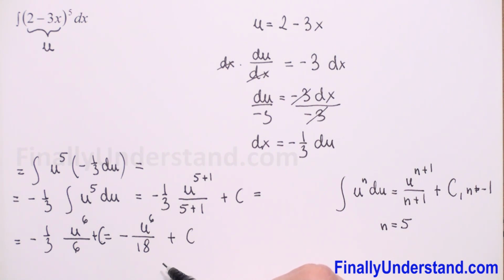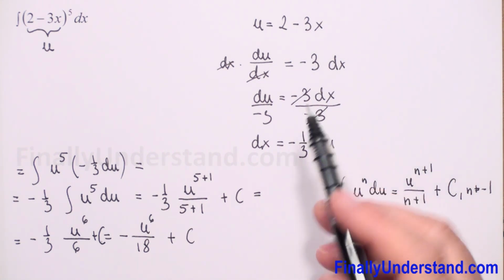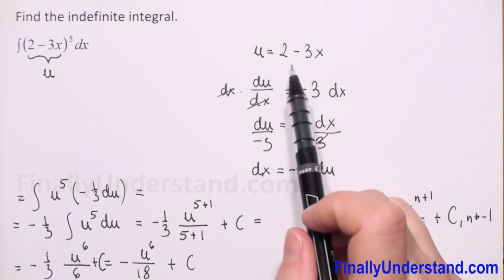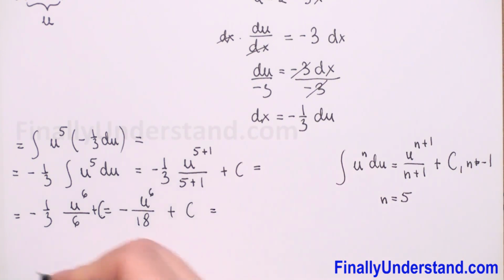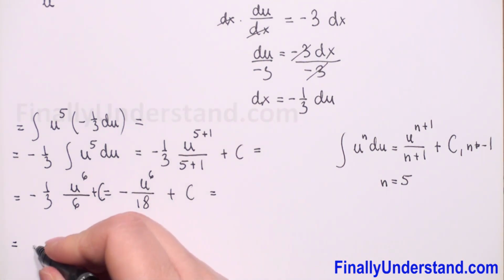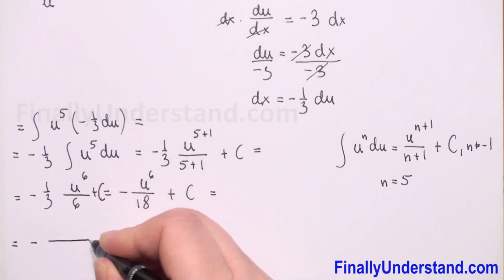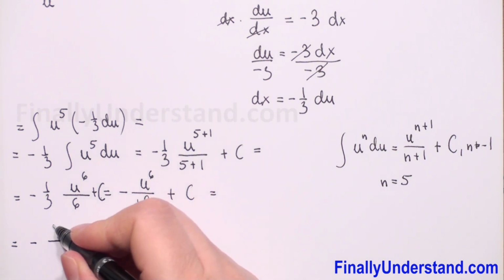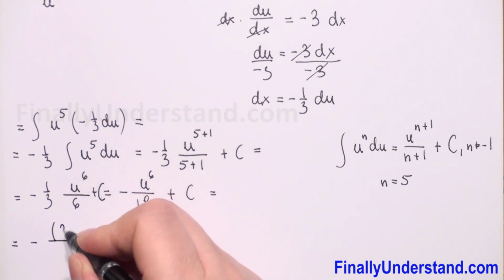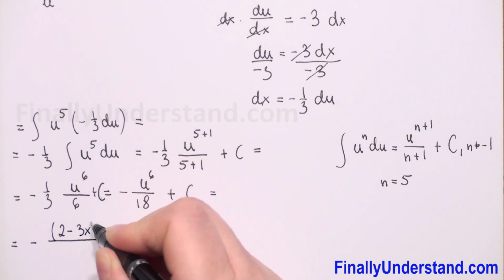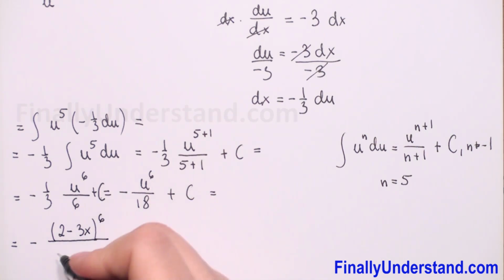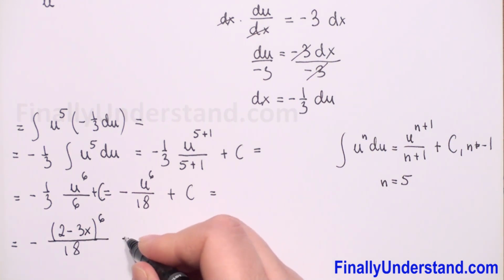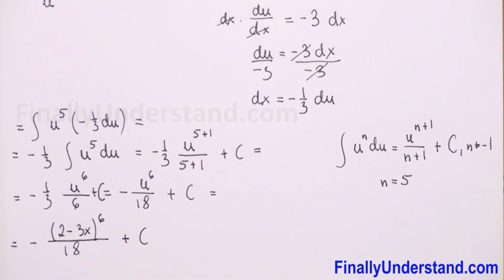And now we have to unsubstitute the u. u is equal to 2 minus 3x. So this is equal to negative sign, and in the numerator we have to put in parentheses 2 minus 3x. This is our u. And this is to the 6th power over 18 plus c. And we are finished.